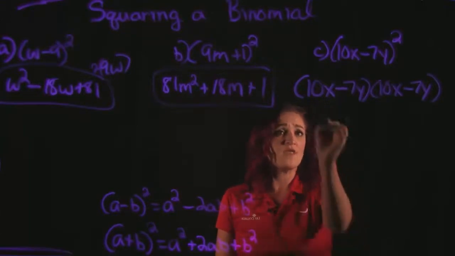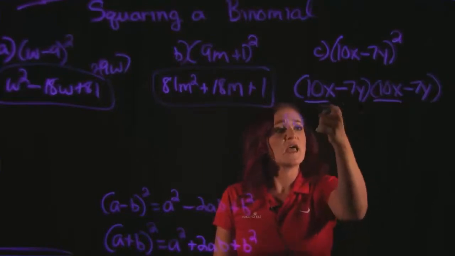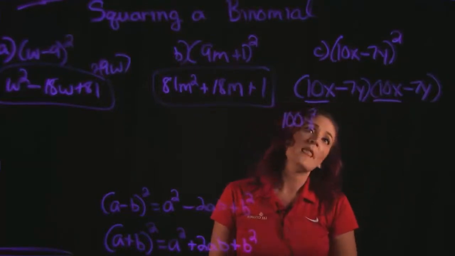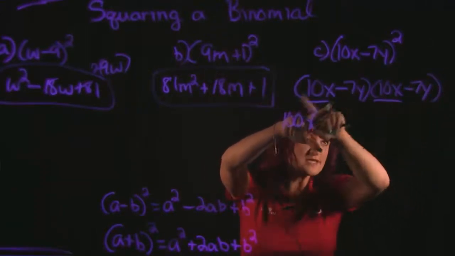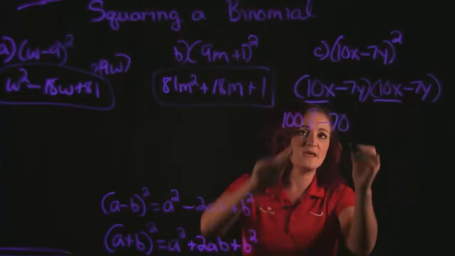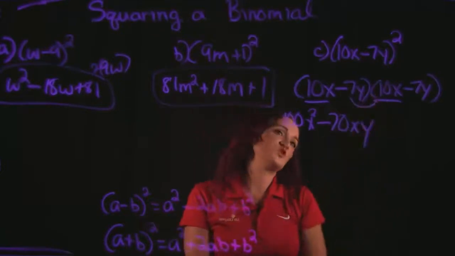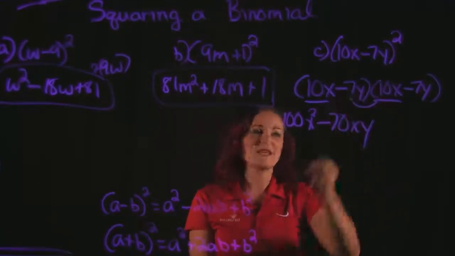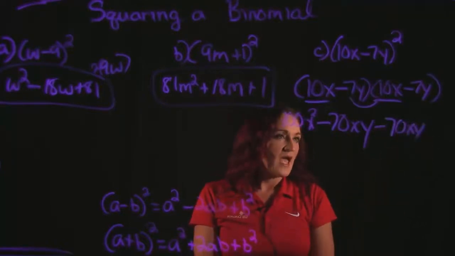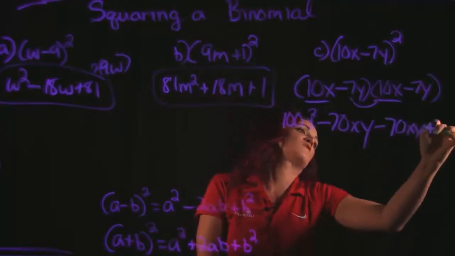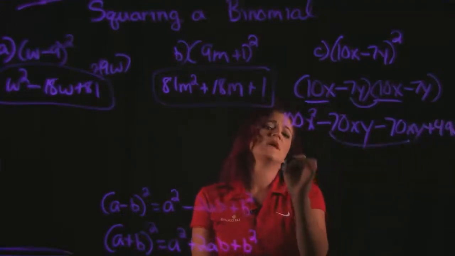I'm going to use the FOIL method, which says first times first. 10 times 10 is 100. X times x is x squared. Then you multiply the outside. 10x times negative 7y. 10 times negative 7 is negative 70. X times y is xy. Multiplying the two middle terms, negative 7y times 10x, well that's going to give us another negative 70xy. And multiplying last times last gives us 49y squared. Combine your two middle terms and you're done.